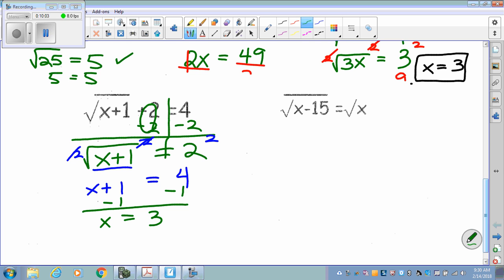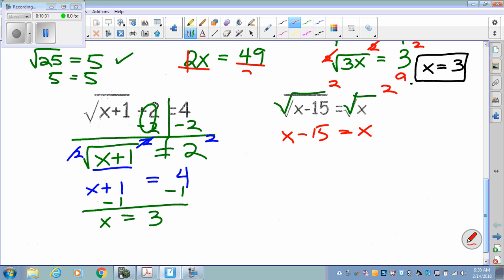And then over here, oh, I have square root on both sides. These are square roots. So then I have x's on both sides. Well, no worries. I'm first going to get rid of the square roots. So I square both sides, right? And so I get x minus 15 is equal to x.